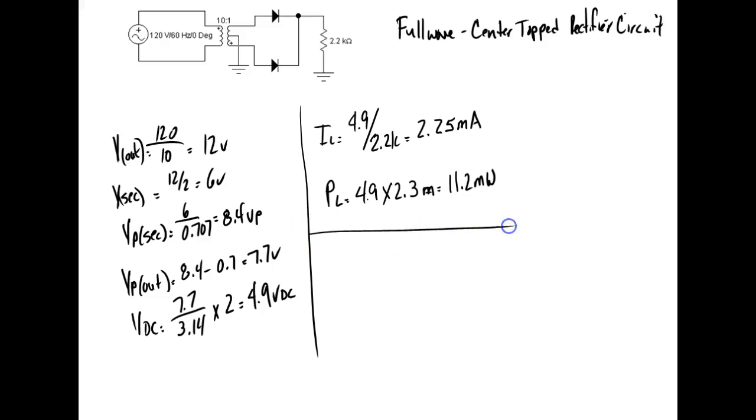Then we calculate current in the primary. So I primary, we're just going to put PRI, would be equal to 11.2 milli divided by 120 volts. What would the current in the primary be? Picoamps? Yeah. Pico is to the 12th. Microamps is more like it. So 93.93 microamps in the primary.